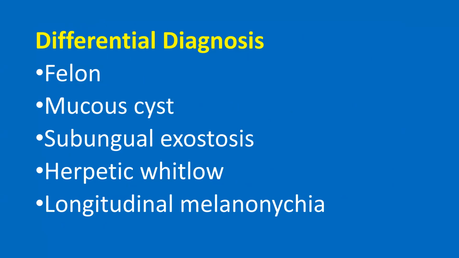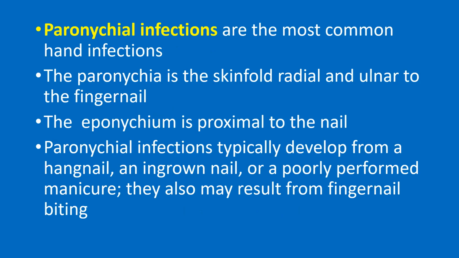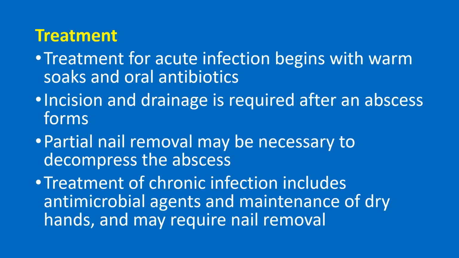Paronychial infections are the most common hand infections. The paronychium is the skin fold radial and ulnar to the fingernail. The eponychium is proximal to the nail. Paronychial infections typically develop from a hangnail, an ingrowing nail, or a poorly performed manicure, and they also may result from fingernail biting. Acute infections are treated with warm soaks and oral antibiotics. Incision and drainage is required after an abscess forms. Partial nail removal may be necessary to decompress the abscess, and treatment of chronic infections includes antimicrobial agents and maintenance of dry hands, and may require nail removal.